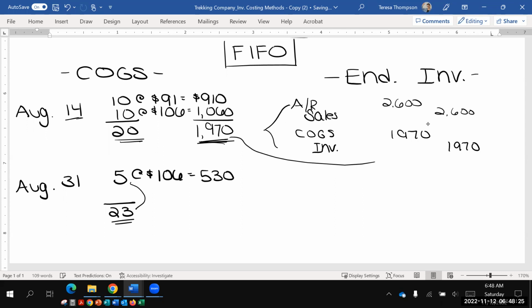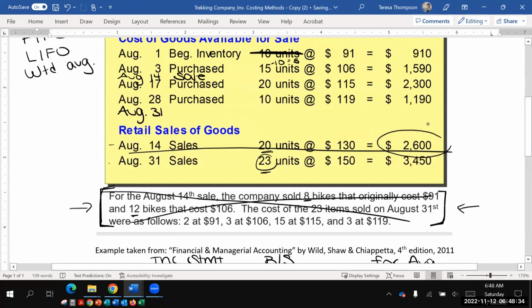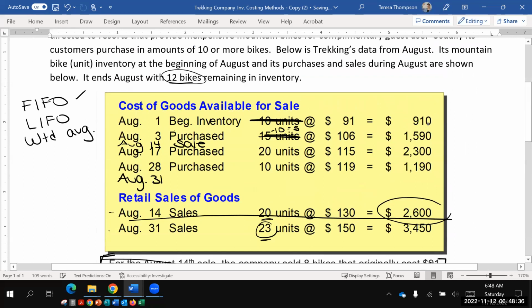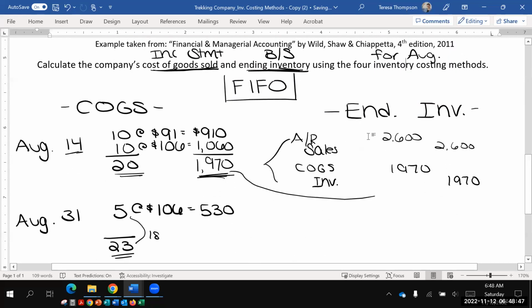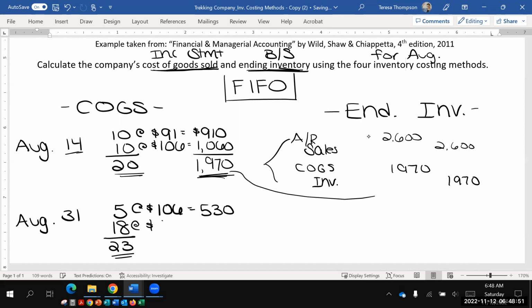We obviously still need more units before we get to the 23 unit sale. And it looks like we need about 18 more. Okay, so these are now all gone. Luckily, we have enough to take 18 units from our August 17th purchase. And those 18 have a cost of $115 each, or $2,070.